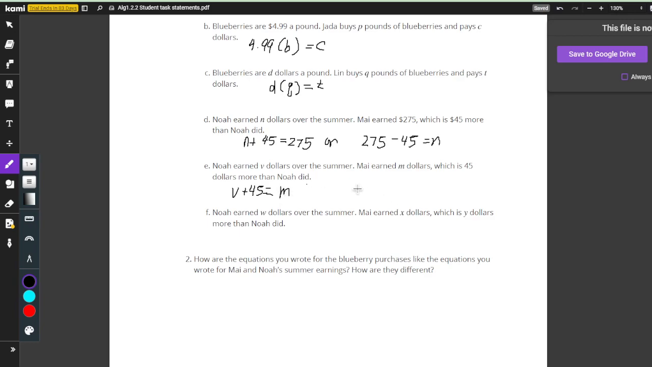Or, in that case, M minus 45 is equal to V. So again, N and V are interchangeable. It just depends on what letter they're asking you to use.